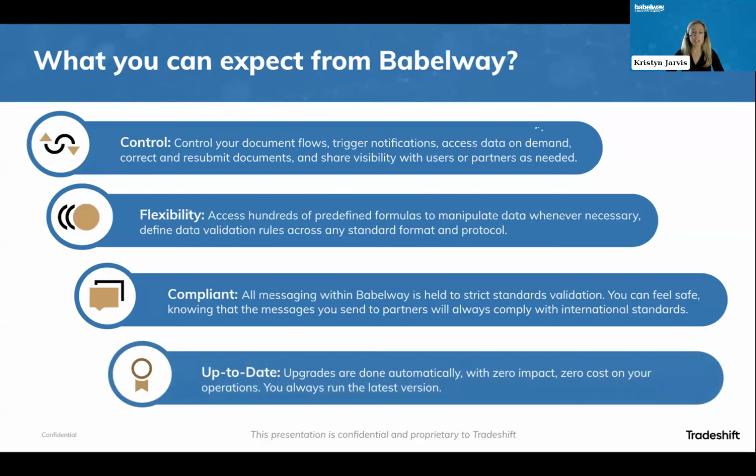And then finally, being up to date. So one of the things that we pride ourselves in is having an extremely up-to-date, progressive, forward-thinking platform. Well, what does that mean? Babelway, uniquely in this industry, I believe, releases code every week. So we're always releasing the latest and greatest features, and we don't have versioning.